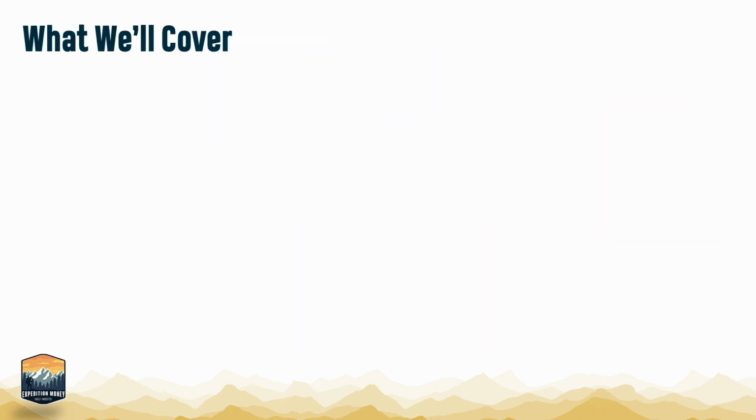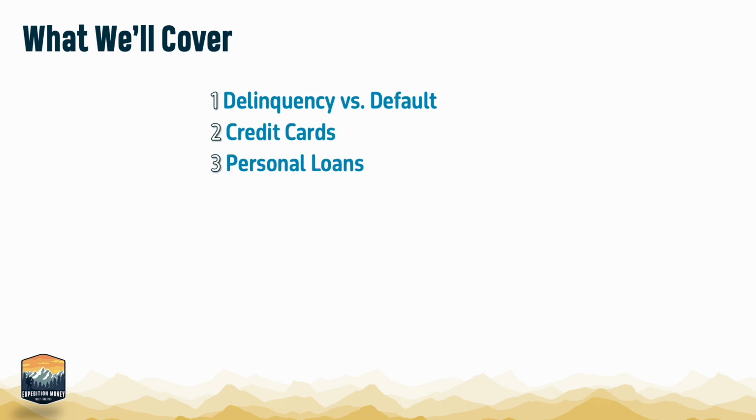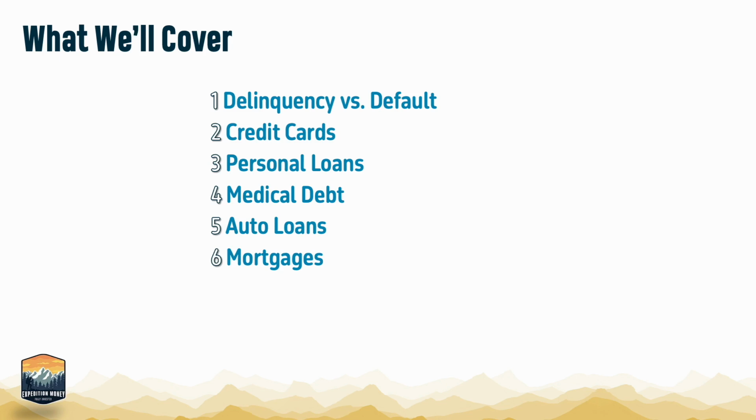So today, we're going to cover the following items. I'm going to explain the difference between delinquency and default so we know exactly where we stand and what to do next. We'll dive into specific debts like credit cards, personal loans, and medical bills, and share some ideas on how to get current or how to make them more affordable so that we can get ahead. We'll cover loans that are backed by our belongings like car loans and mortgages so that we can prioritize which debts are most important to pay.